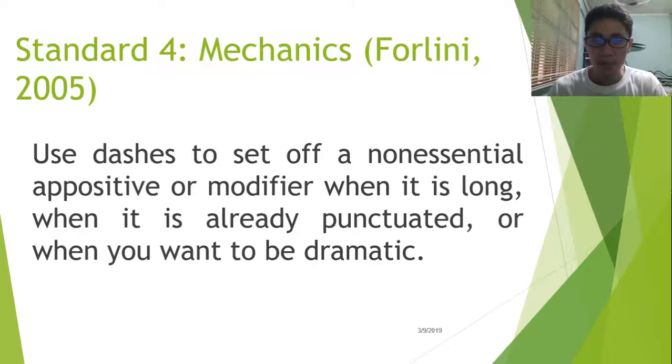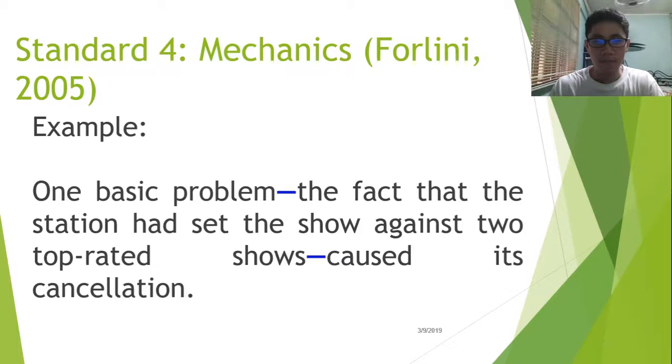Aside from the first three functions, we also use the dash to set off a non-essential appositive or modifier. Now, I hope you do remember what non-essential expressions are. These are expressions that could be removed from the sentence without changing the meaning of it. One basic problem: the fact that the station had set the show against two top-rated shows caused its cancellation. Now, the expression set off with the use of the dash is the non-essential appositive. Even if you take this away, as long as the reader is aware of this basic problem, then it won't change the meaning of the sentence.